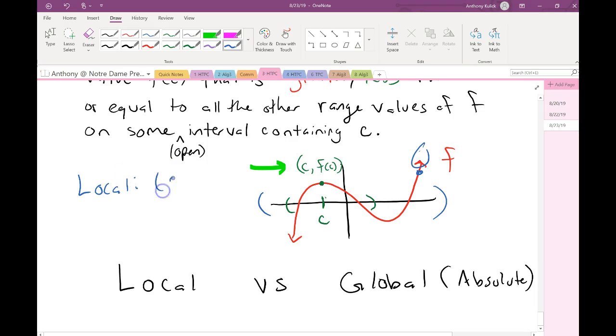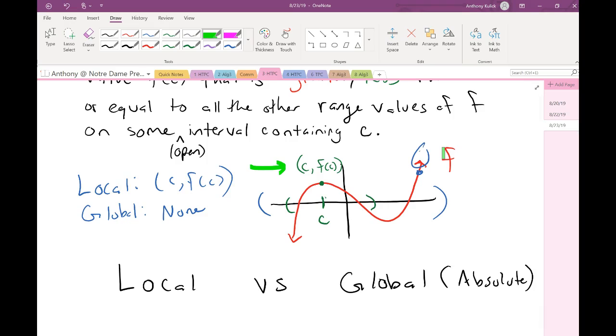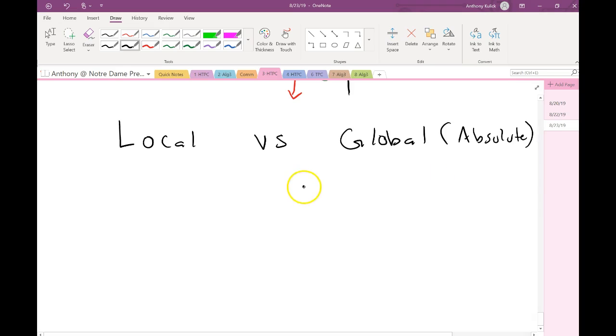In this case, we have one local and we have no global. Because no matter if you pick the interval to be the entire x-axis, there's always one point higher than the point you picked, right? Because we have an arrow that's pointing up. Does that make sense to you guys? Sure. Yeah, let's look at an example where we have both a local and a global.